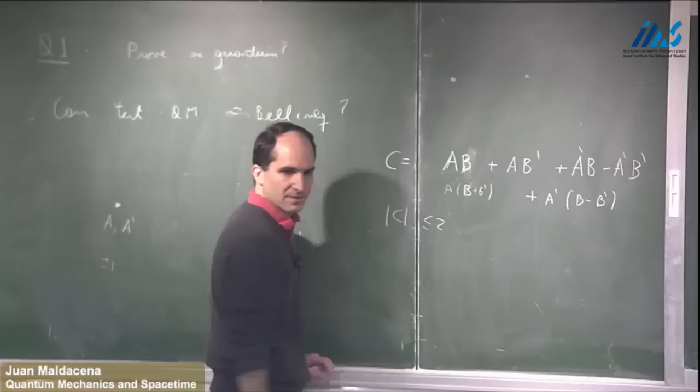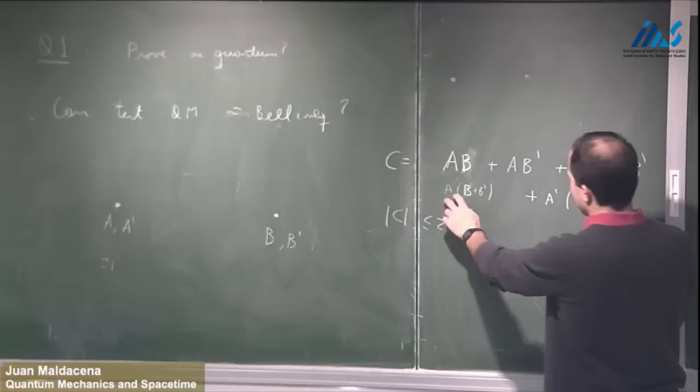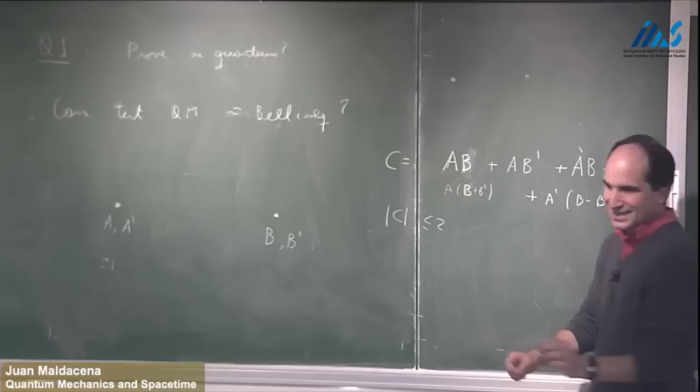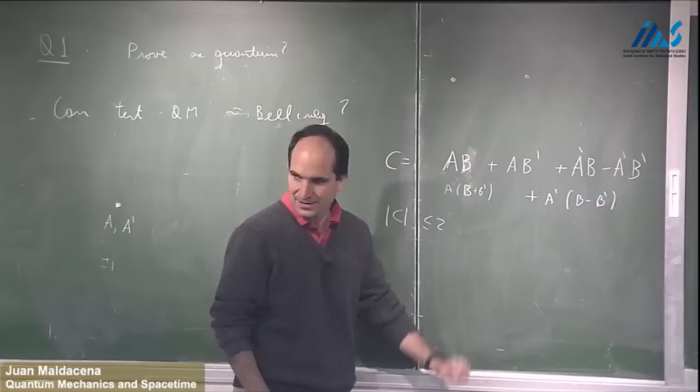Now, what's important here is that the values of B and B prime do not depend on the values of A. Whether we measured A or A prime, we had initially the same values for B and B prime. They were determined by the local hidden variables, and they didn't depend on which choice we make to measure A or A prime. So that's why we could say that if this one is non-zero, that one is zero, because they are really different correlators with different A.